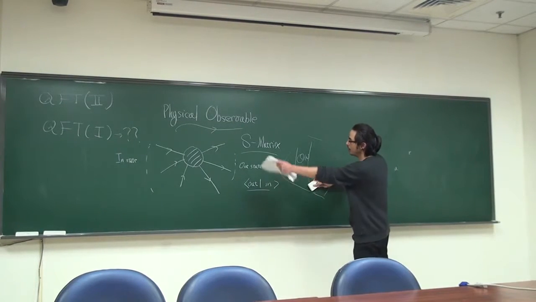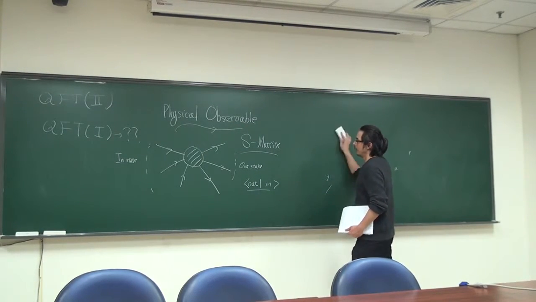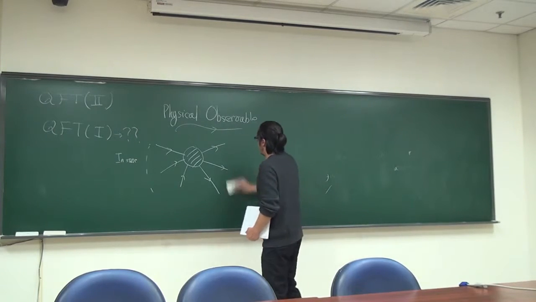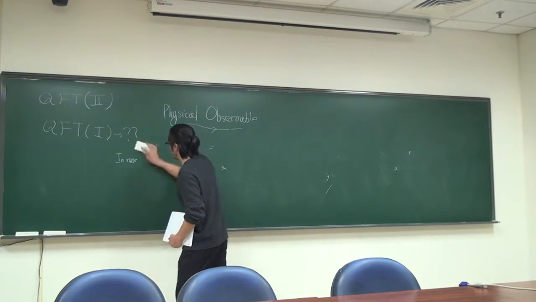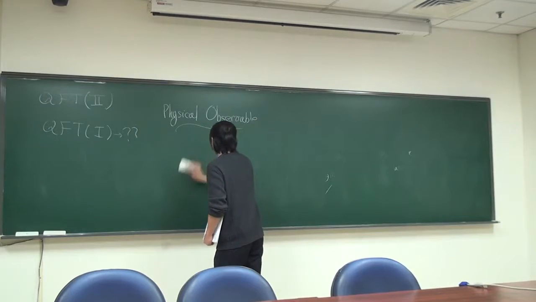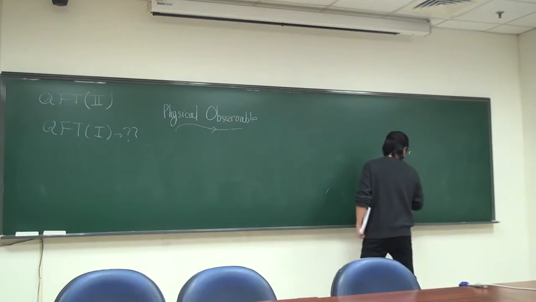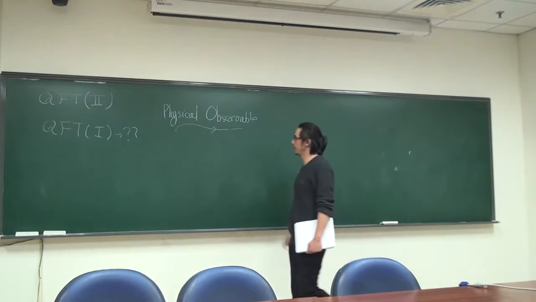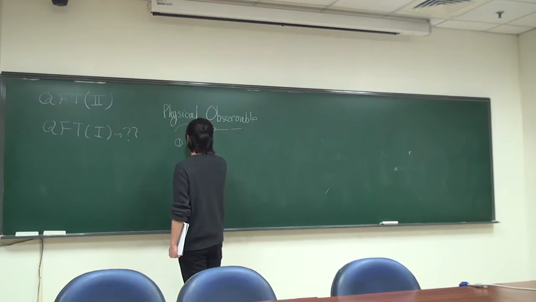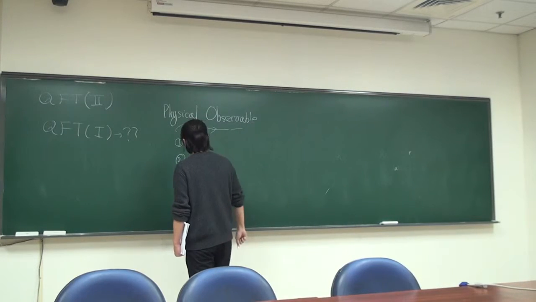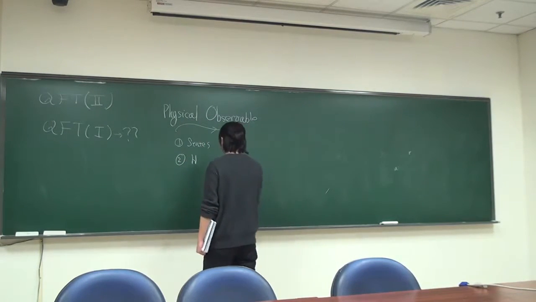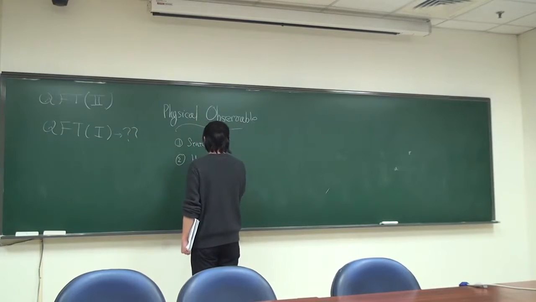So now we know what the physical observables are, and it basically consists of two important ingredients. One is the states, and two is how to compute the expectation value, because you know what expectation values are. So basically all you need to do is know how to compute expectation values.